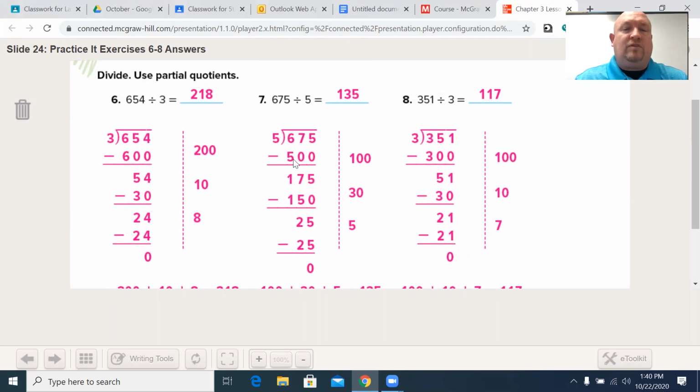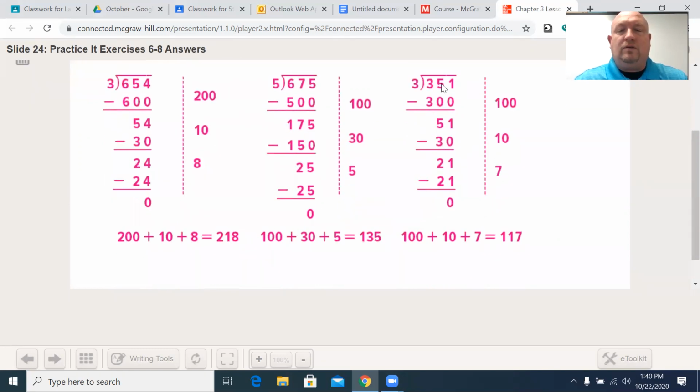5 goes into 675 times, or 5 times into 500, 100 times. 30 times 5 is 150. 5 times 5 is 25. Nothing left over. You see the hundreds place. 3 goes into 3 once. 2 zeros, 100. 10 times 3 is 30. 7 times 3 is 21. So 117.